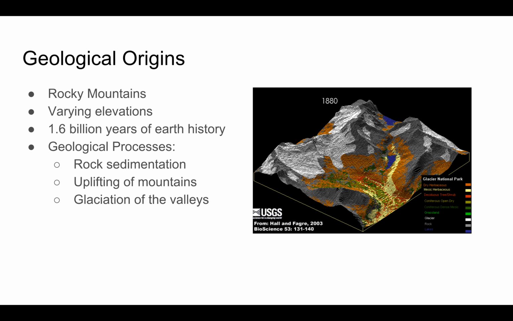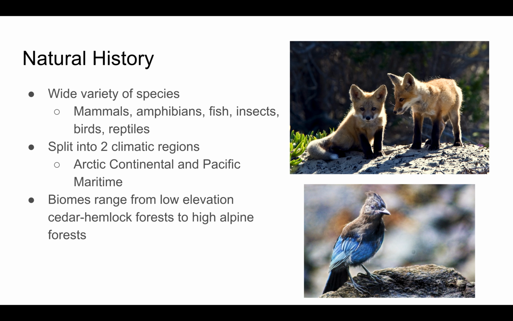There are 6 peaks that are each over 10,000 feet, and there are 32 peaks over 9,100 feet that are all found in the park. This is a result of 1.6 billion years of Earth history and a number of geological processes: erosion, sediment deposition, uplift, thrust faulting, and glaciation. The geological process began with rock sedimentation, then moved on to the uplifting of mountains, and then the glaciation of the valleys.